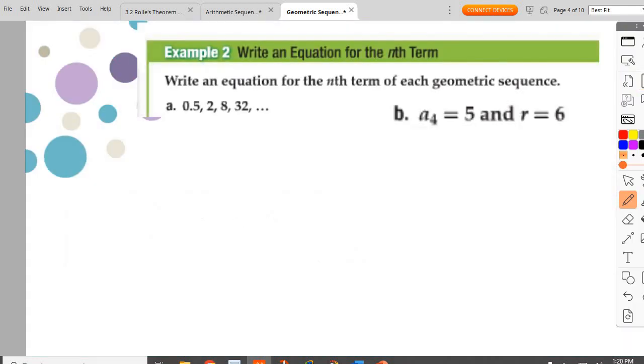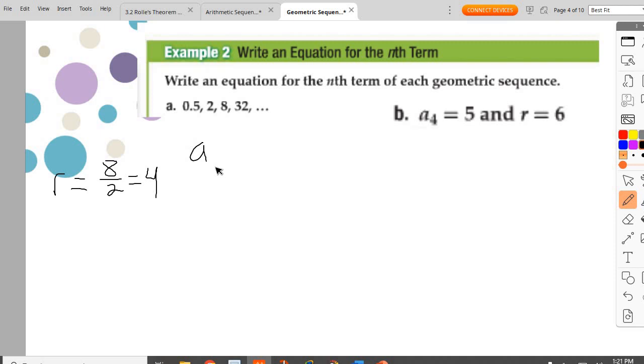Alright, so this says write an equation for the nth term for each geometric sequence. On this first one, what are we doing? What are we multiplying by? 4. How would I figure it out if it wasn't super obvious? Divide the second number by the first number. Yeah, you just have to divide two consecutive ones. So 8 divided by 2 gives us 4, or 32 divided by 8 also gives us 4, right? So our r is 4.